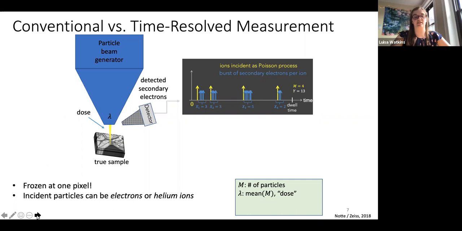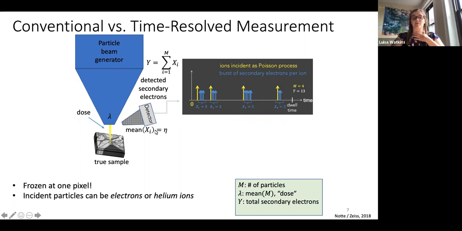Now, the conventional measurement is to sum across all of these different clusters of secondary electrons. So all that's seen is this Y value, which is a sum. The only thing we would see in response would be this 13, that there are 13 of these secondary electrons.